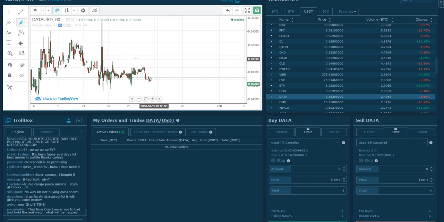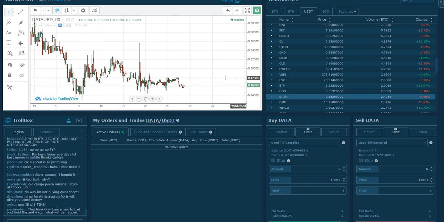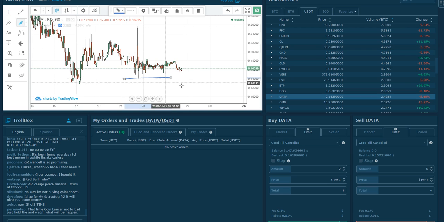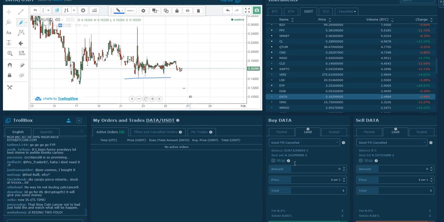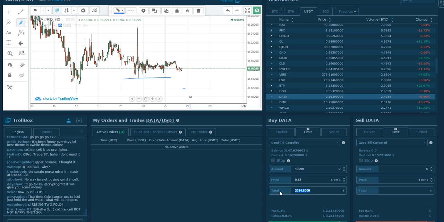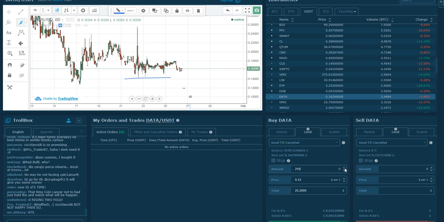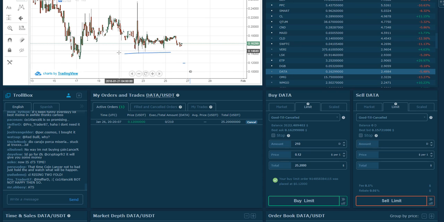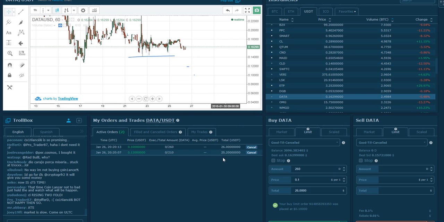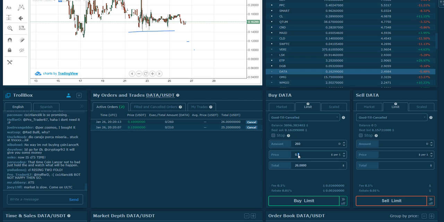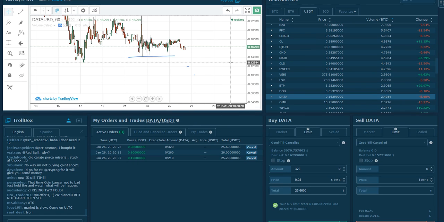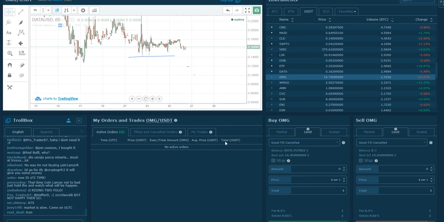Let's look at data. Another coin that's sort of got a base right here. So we'll get 12s, 10s, and 9s. Oh, 12. Yeah, 12. 10s. 8s. Yeah, I don't know. Who knows, man? Just gotta have something set up.